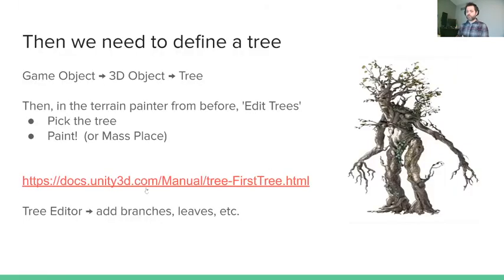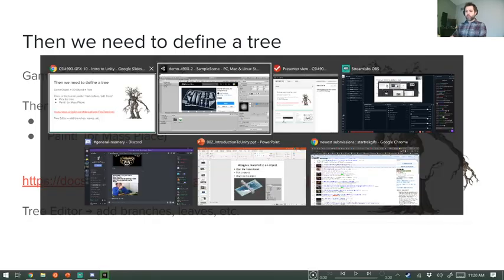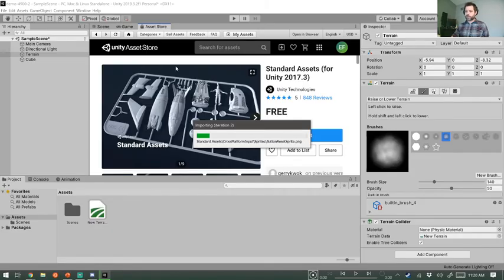But what we're going to do is define some trees, and add some trees into our place. That's going to take a hot minute. Let's go back to our scene. Nope, I don't have that option. We'll wait for this to finish importing.